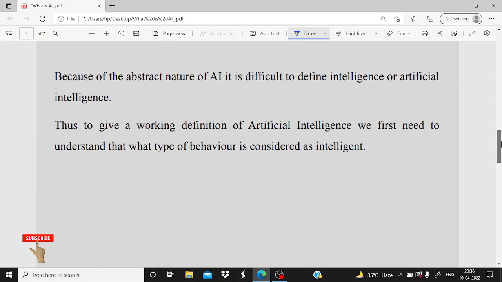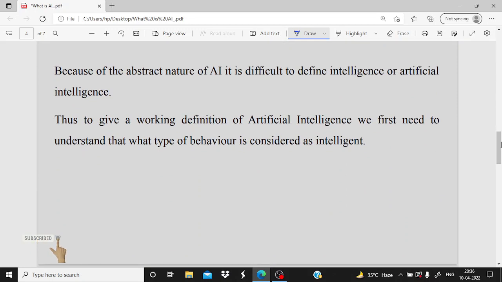Many such definitions exist and they are given by different researchers in the field of AI. Because of the abstract nature of AI, it is difficult to define intelligence as well as AI. We can't have one promising definition that works all around the world and for all time.